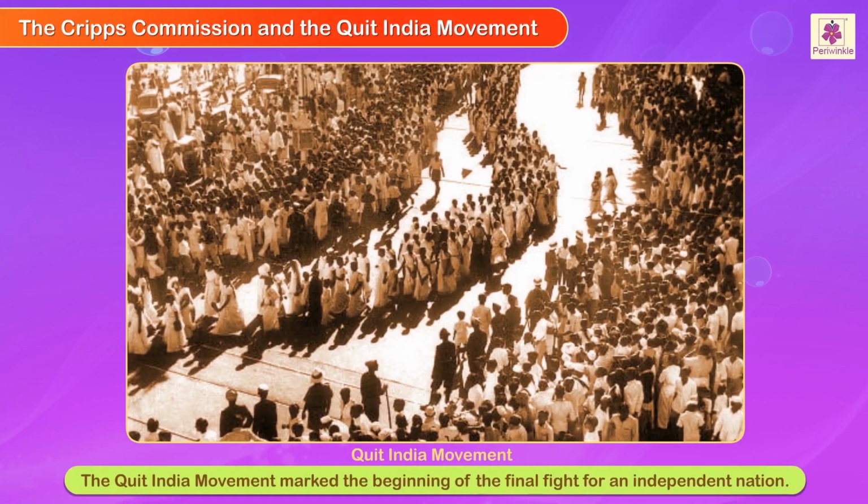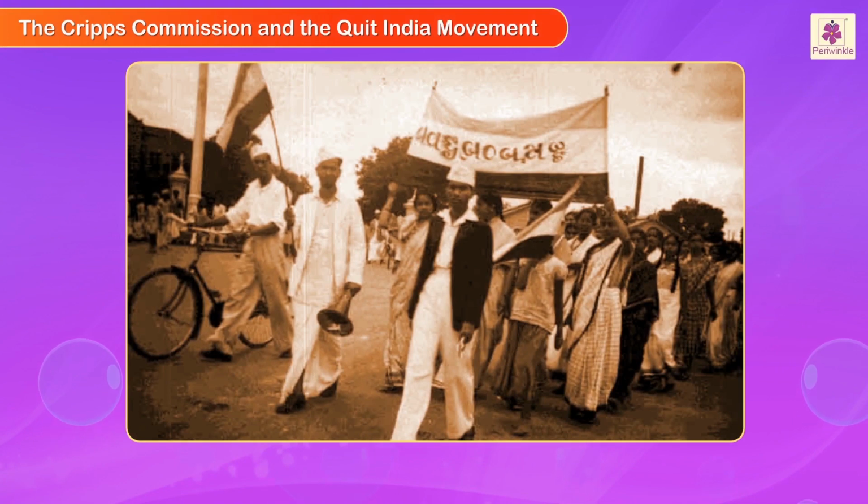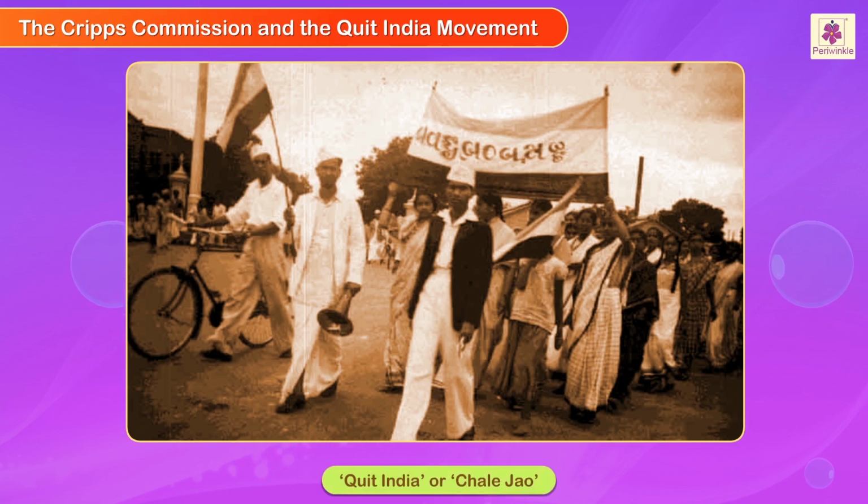The Quit India movement marked the beginning of the final fight for an independent nation. The British government decided to crush the movement by arresting all the prominent leaders before the morning of 9th August 1942. This infuriated the whole nation, which rose to declare the Quit India or Chale Jao slogan that the British government could not ignore.